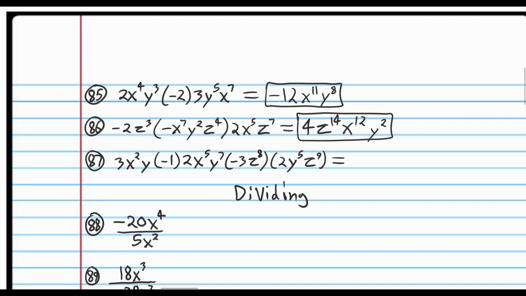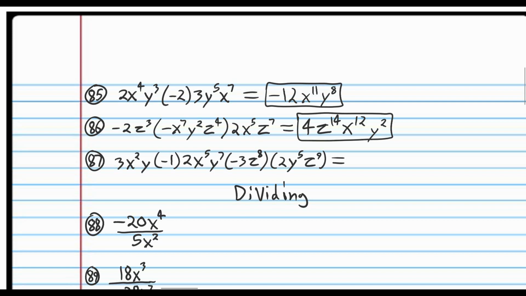All right, we're back. 3 times negative 1 is negative 3. Negative 3 times 2, I should be highlighting this as I'm saying it. 3 times negative 1 is negative 3. Negative 3 times 2 is negative 6. Negative 6 times negative 3 is 18. 18 times 2 is 36. So that was a lot of problems there. That was a lot of calculations.